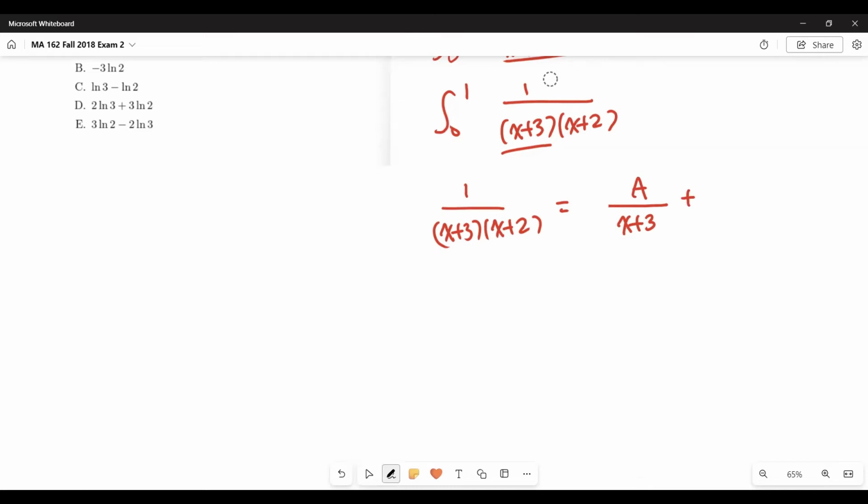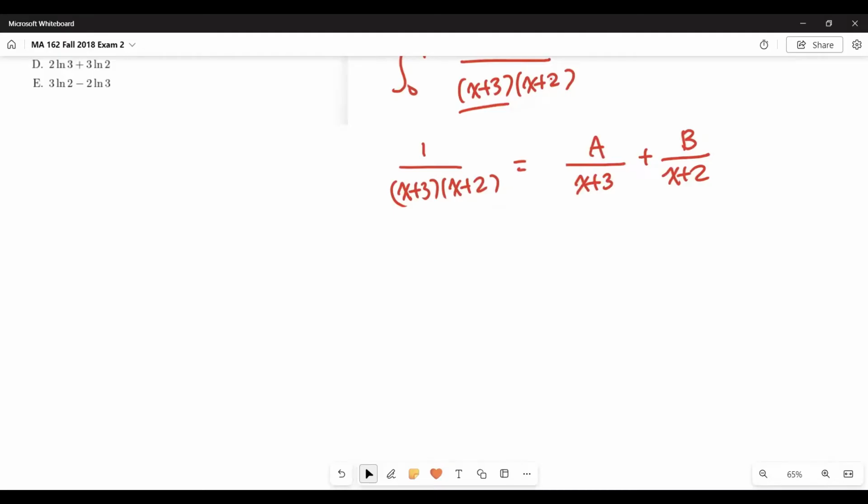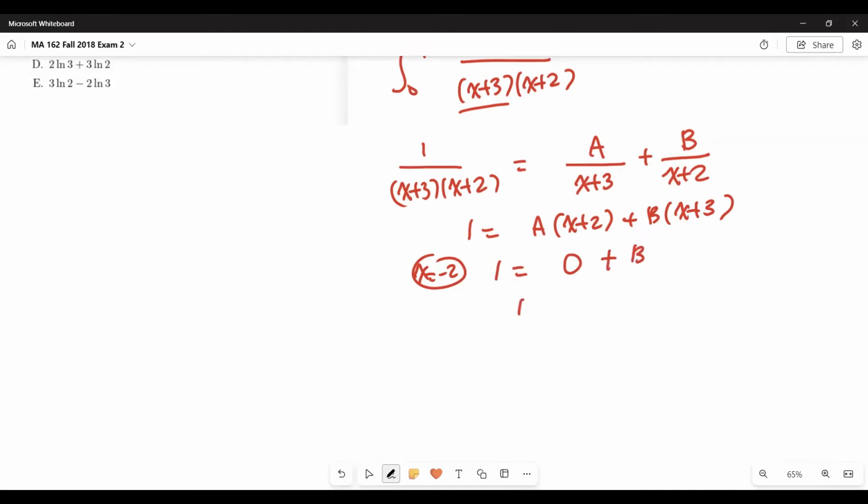And then I'm just going to erase this part. x plus 2 is also linear, meaning the numerator power will be 0 power, so it's going to be some kind of constant b. Let's write that. And then if you multiply (x plus 3)(x plus 2) on both sides, this just becomes 1 equals a(x plus 2) plus b(x plus 3). Plug in numbers: x equals -2, which is 1 equals 0 plus b. So b is 1, cool. x equals -3, plug it in, 1 equals -a plus 0. So a becomes -1. Cool.